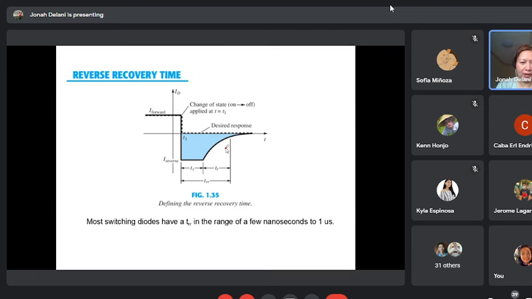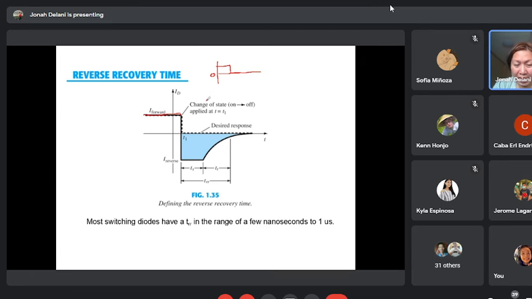Another characteristic of the diode: when the diode is subjected to very high frequencies, its reverse recovery time. If you make the diode, of course, when you turn it on, there is voltage, right? When you turn it off, ideally, when you turn off the diode, the current would be zero, right?